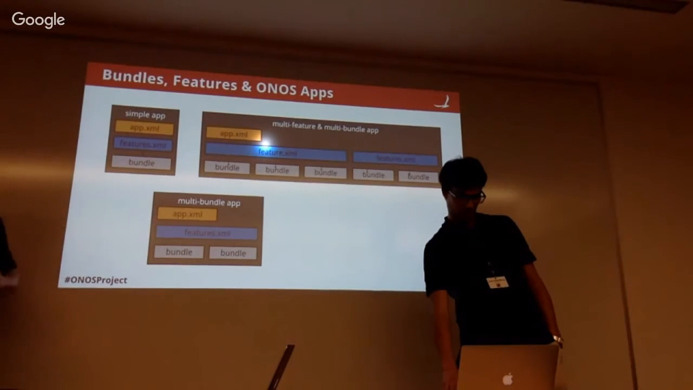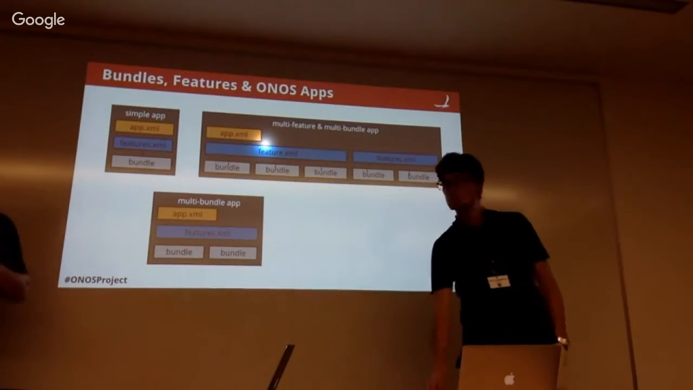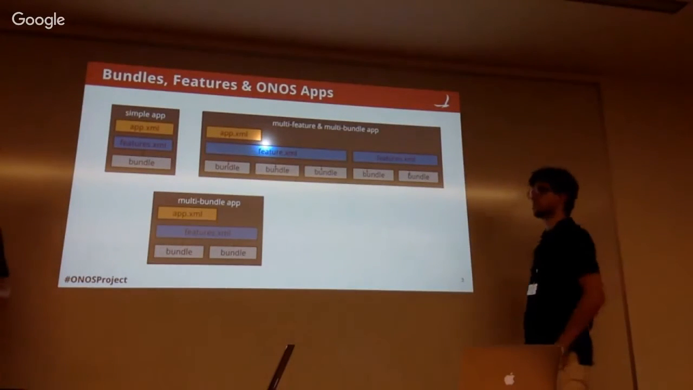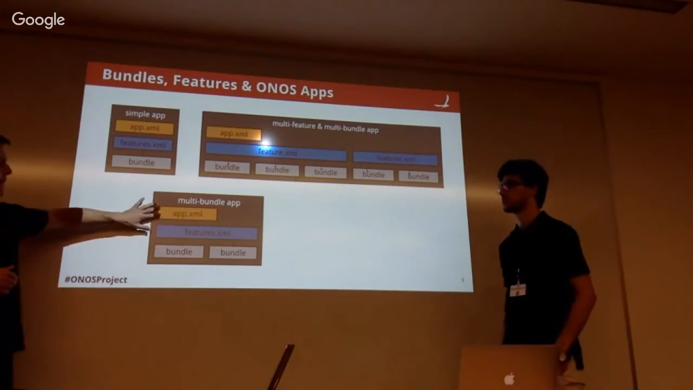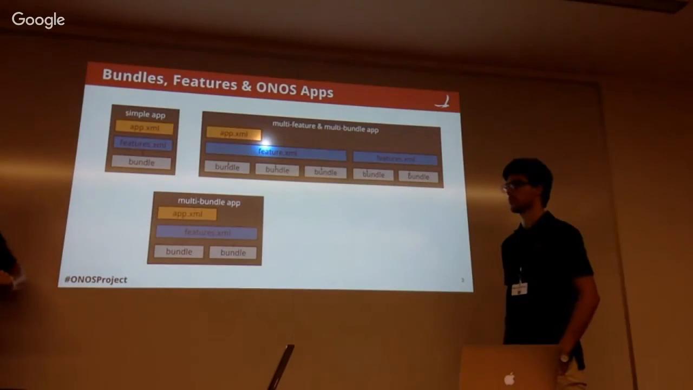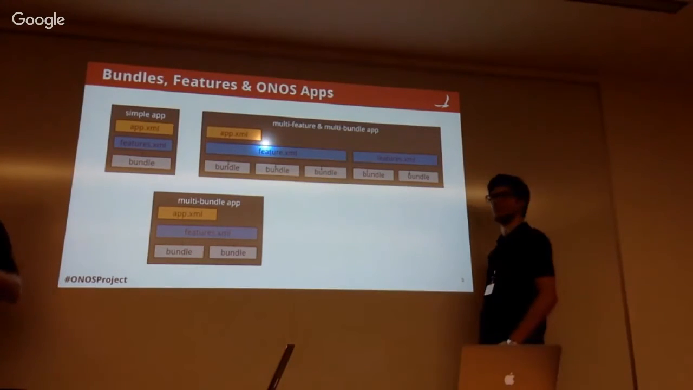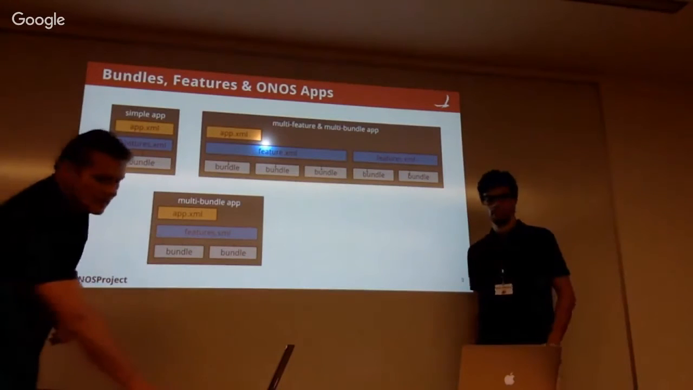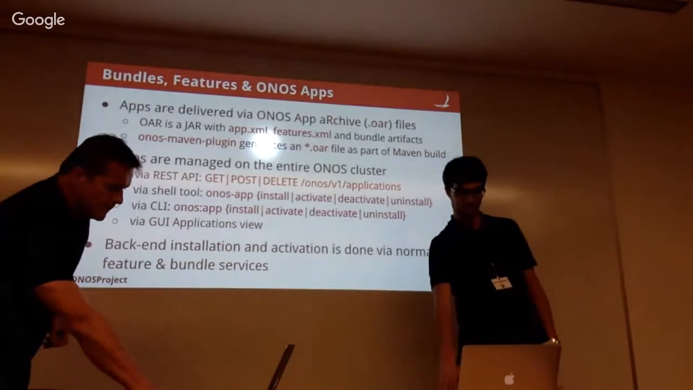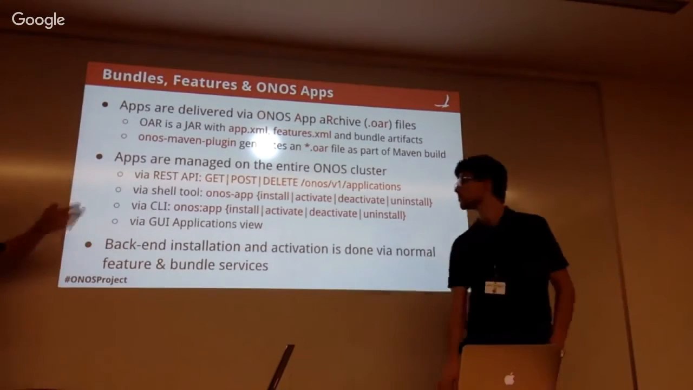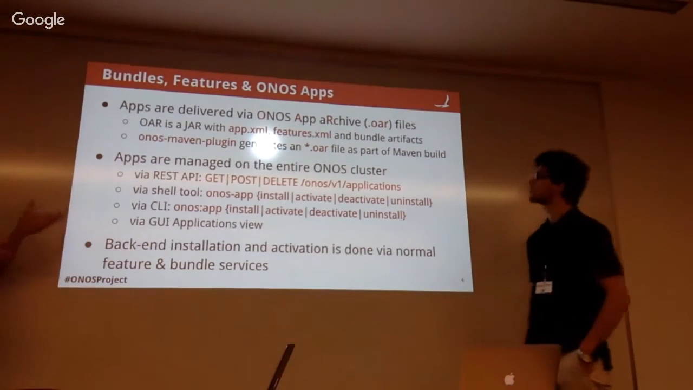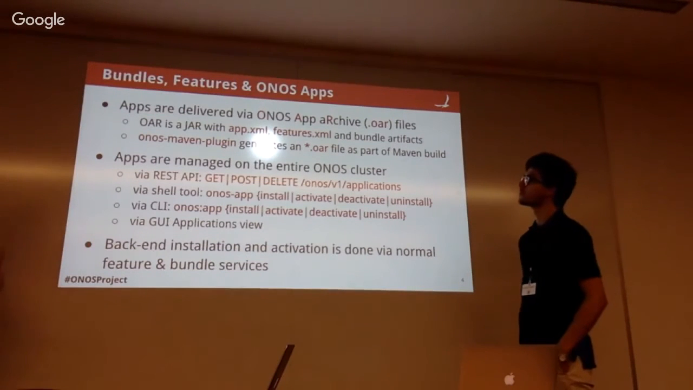What's not shown here, which is something that we plan to do, is to provide an even simpler packaging model, which is a single bundle that contains in its manifest all of the necessary metadata that app XML and features XML currently carry. So it can be a very concise form of packaging, which is just a plain jar with extra metadata in the manifest. As I mentioned, today applications are delivered using the ONOS application archive, which is basically a jar which contains all of the items that I've shown: other bundles, the feature manifest, and the app manifest.